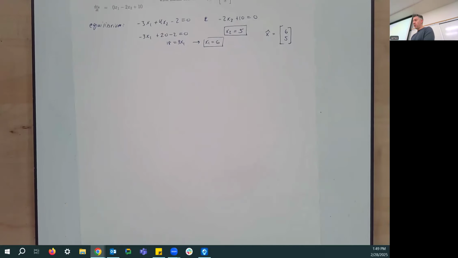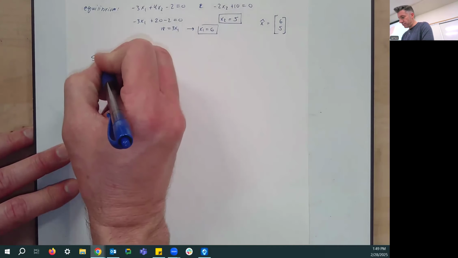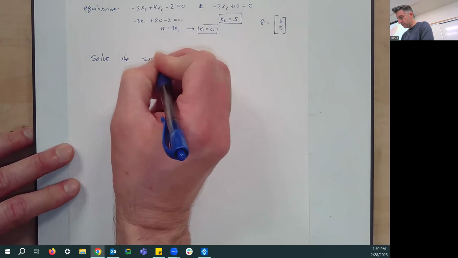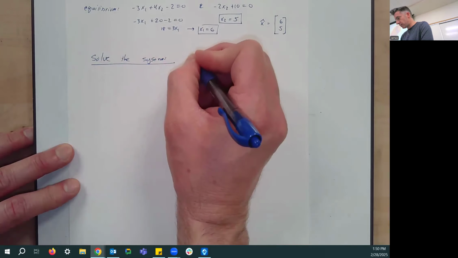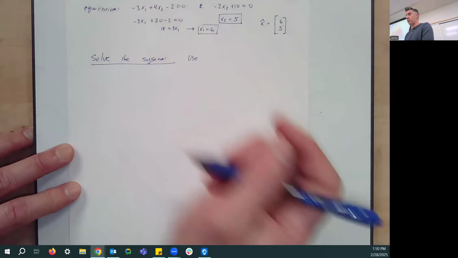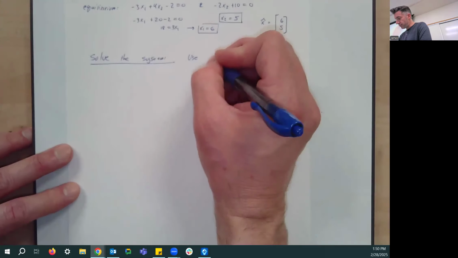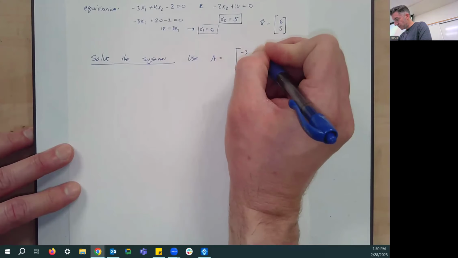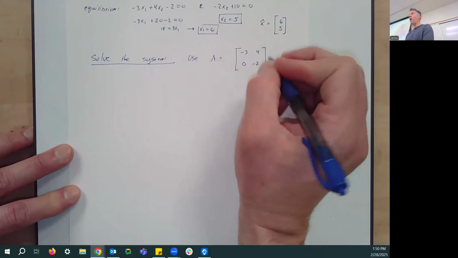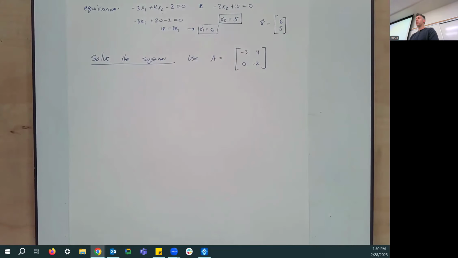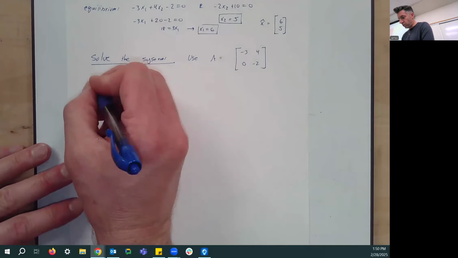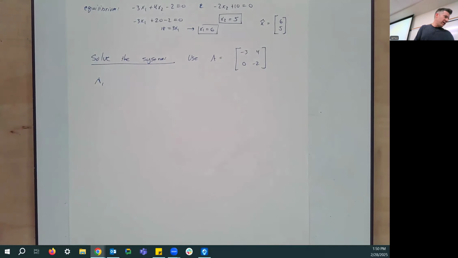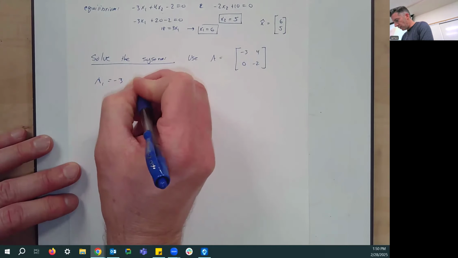Okay. So now to solve the system, we're just going to use the matrix -3, 4, 0, -2. We're just kind of ignoring the -2 and 10. And we are in luck. We already know the eigenvalues. They're -3 and -2. So let me be consistent here. Lambda1, I think I called -3, and lambda2 is -2. So lambda1 equals -3, and lambda2 equals -2.